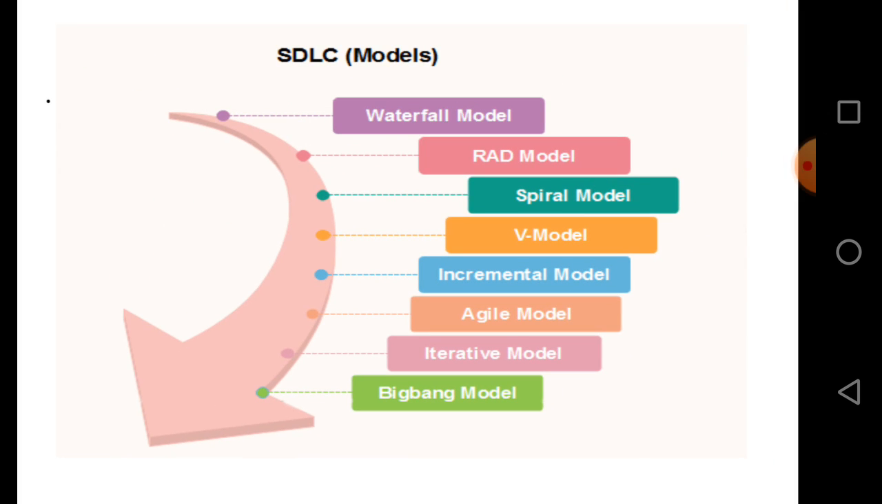In our syllabus the Big Bang model is not a part, so the rest are all part of the syllabus of class 12th IP: waterfall model, RAD model, spiral model, V model, incremental model, and agile model.